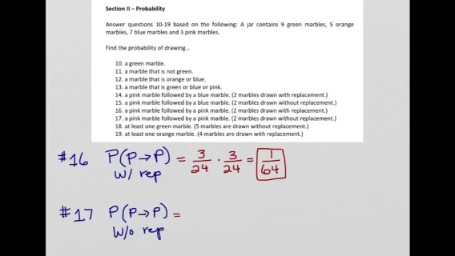So we were starting off with the same thing, so of course the probability stays the same. Now in the next one, we have pink followed by pink, but it's without replacement. So first probability is 3 over 24 times. Now we've taken a marble out, so there's only 23 marbles, and we're assuming that it was pink, so we only have 2 pinks left. And we multiply that, and we get 1 over 92.